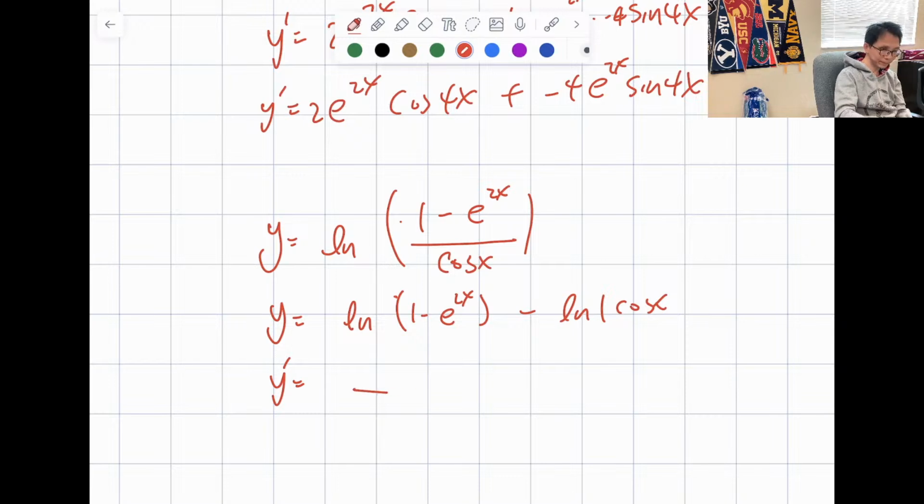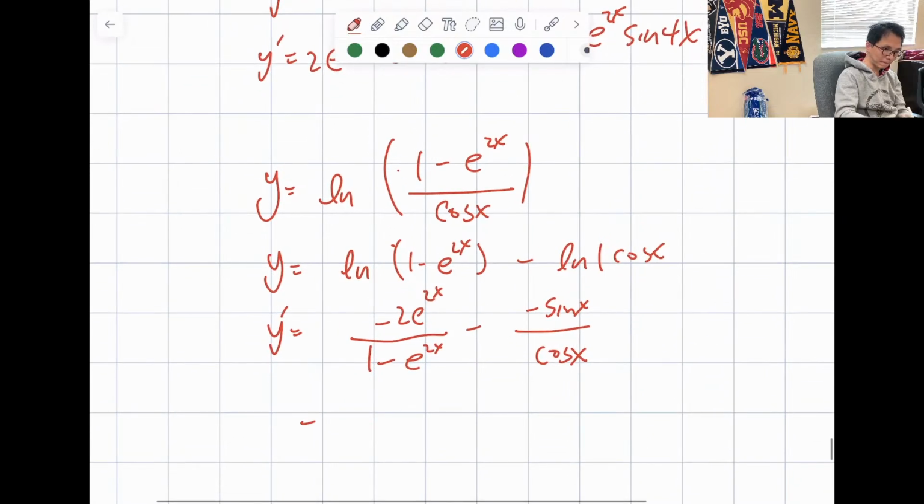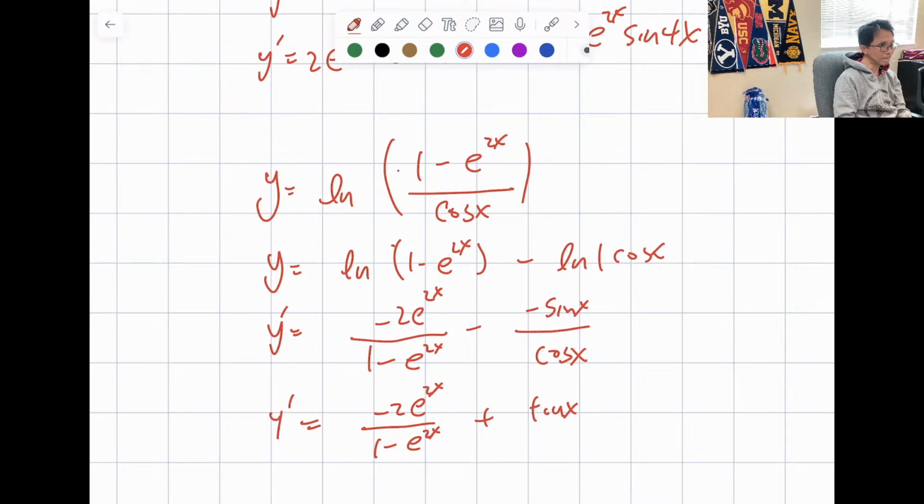Teal's darker? Okay. 1 minus e to the 2x, negative 2e to the 2x. Does that make sense? Minus cosine of x, negative sine of x.